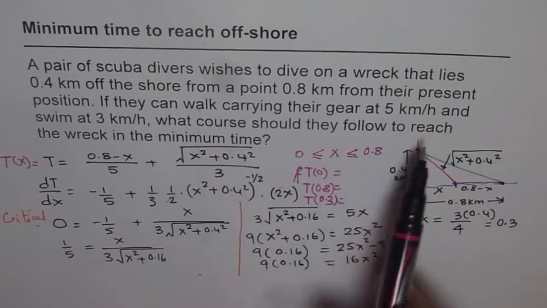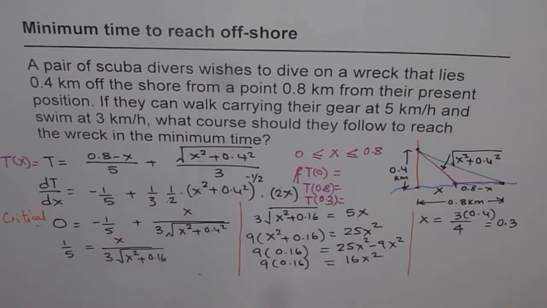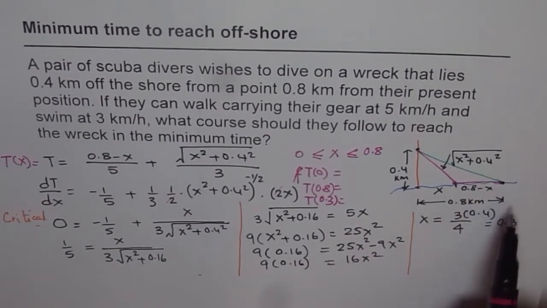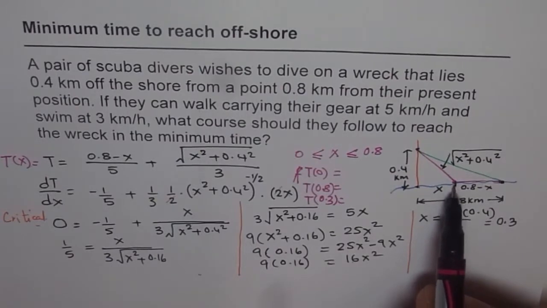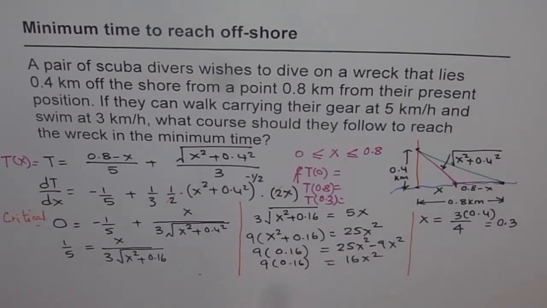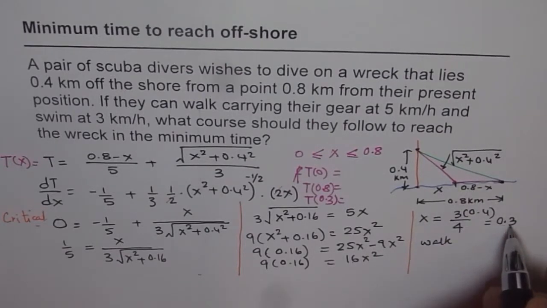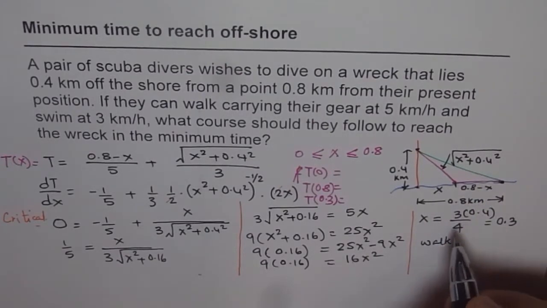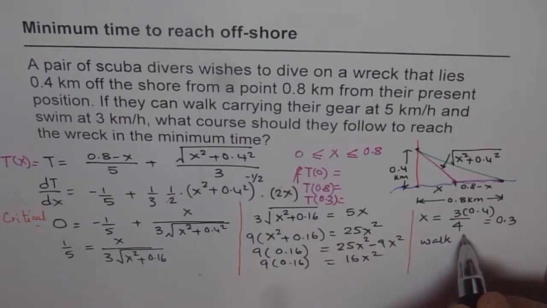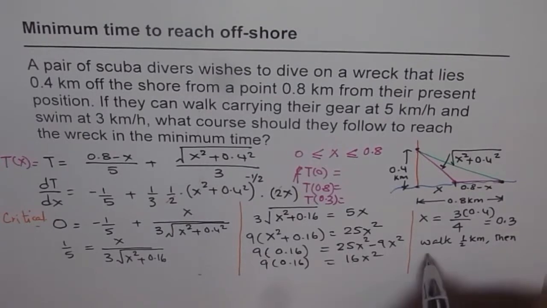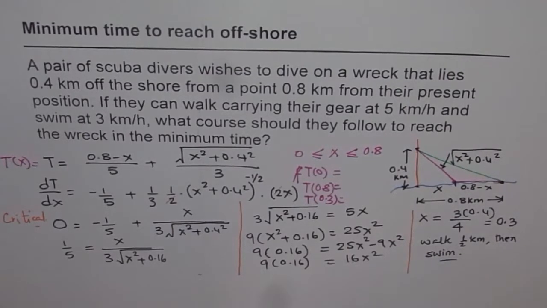Now that will be your answer, right? So what course should they follow to reach the rescue in the minimum time? So they are very interested in which course to follow. So the course will be, they'll have to walk down up to this point, which is 0.8 minus 0.3. 0.8 minus 0.3 is 0.5, half kilometer. So walk half kilometer, right? Then swim. So that should be the answer, right?